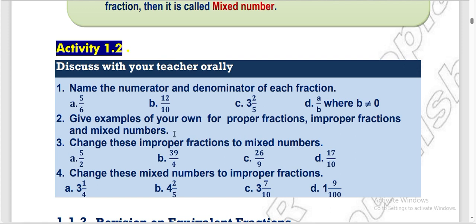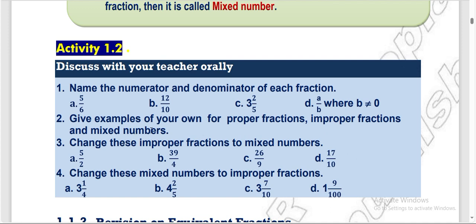Give examples of your own for proper fractions, improper fractions and mixed fractions. You can take as proper fractions 1 over 2, 5 over 10, 10 over 100. Such fractions are known as proper fractions. Improper fractions are like 13 over 10, 20 over 5, 1000 over 100 or 10,000 over 100. You can say these are improper fractions.